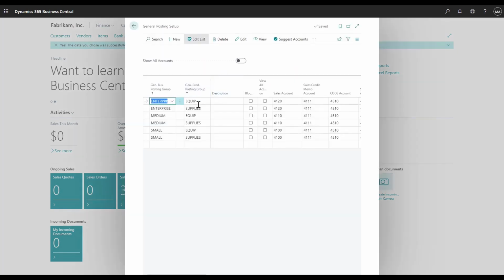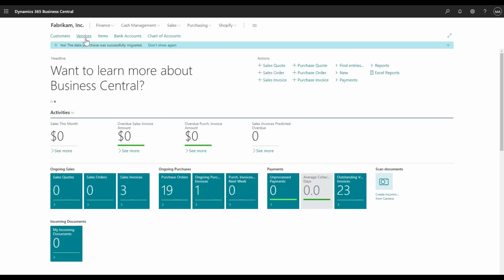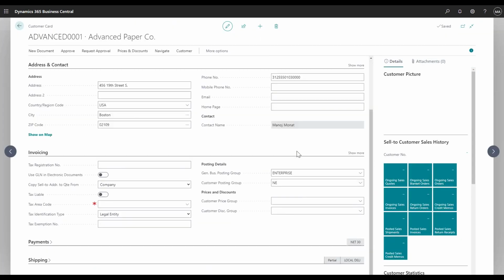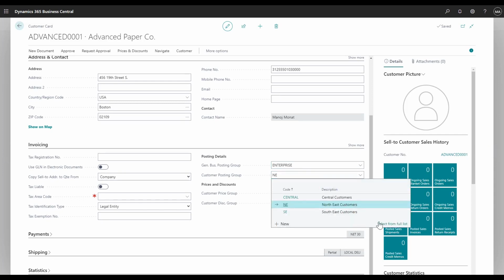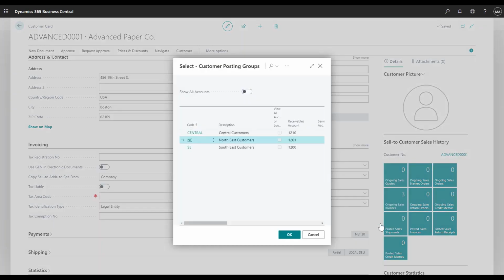In this example, we are indicating who are enterprise customers with the what, which is equipment, and then we can define sales, cost of goods sold account, and other relevant accounts. Now let's look at a customer and see where we can assign these posting groups. On my customer card, I can see I have assigned the Enterprise General Business Posting Group and the Customer Posting Group of Northeast. The Customer Group is where you define your AR and discount accounts. Here we have organized our customers by region, similar to the classes we defined in GP.